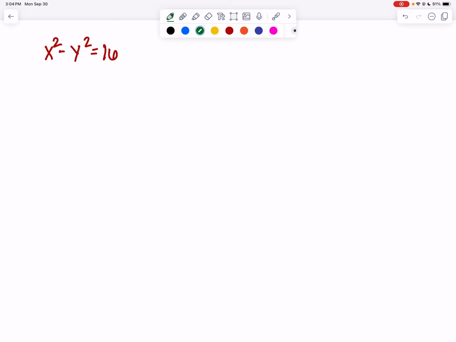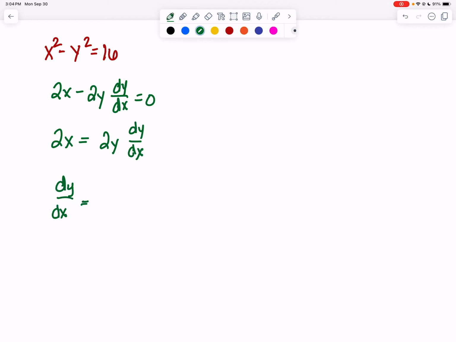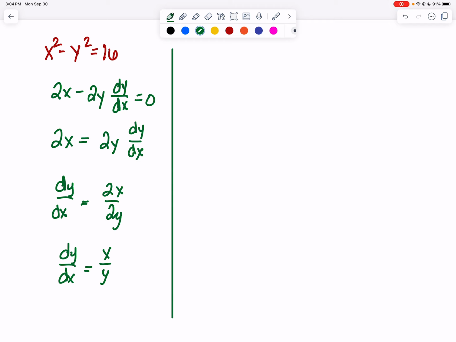Now, if I were to solve this using implicit differentiation, I'm going to get 2x minus 2y dy/dx is equal to 0. 2x is equal to 2y dy/dx, which means that dy/dx is equal to 2x over 2y, which is the same thing as x over y. And I did a couple of steps. Easy peasy lemon squeezy. Now, I'm also going to show you the long way, and I'm going to see that, oh, it's essentially the same thing, and we'll see what that means.